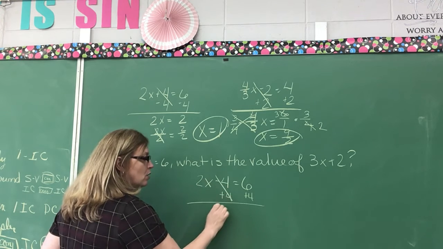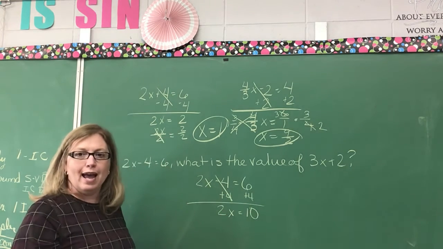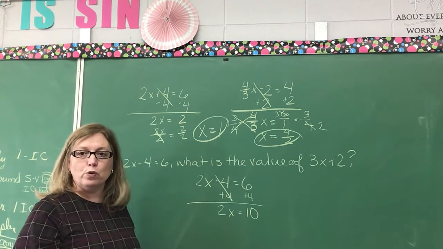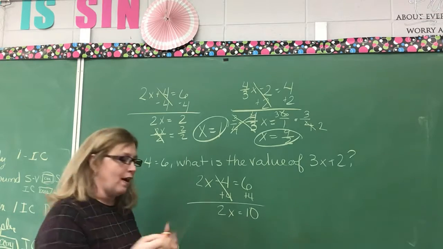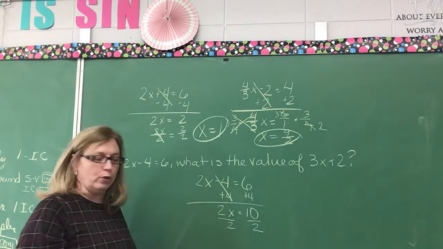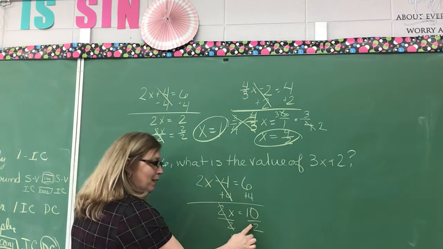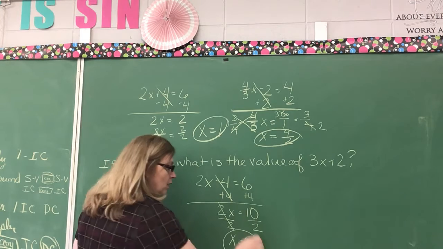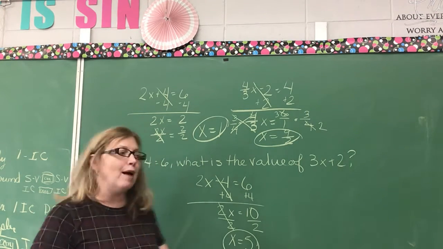So this cancels, giving me 2x equals 10. Now, I need to get rid of the 2. It says to multiply by 2, so I know that I divide by 2. So let's divide both sides by 2. These are going to cancel, leaving me x. 10 divided by 2 is 5. So x equals 5. Now, let's go back and look at our problem.